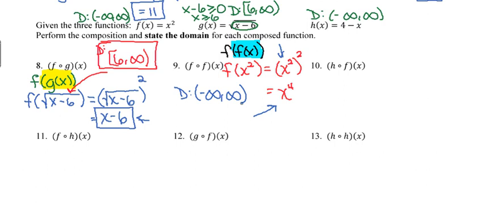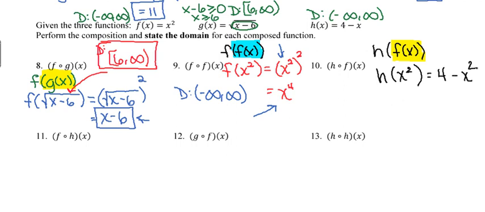All right, I am moving on to number 10. This says find h of f of x. So again, I'm going to write this with my parentheses. When I start in the parentheses, my f of x function is x squared. So this tells me to go find h of x squared. So I'm going to go to my h function, and anywhere in my h function I see an x, I'm going to replace it with x squared. So that becomes 4 minus x squared.